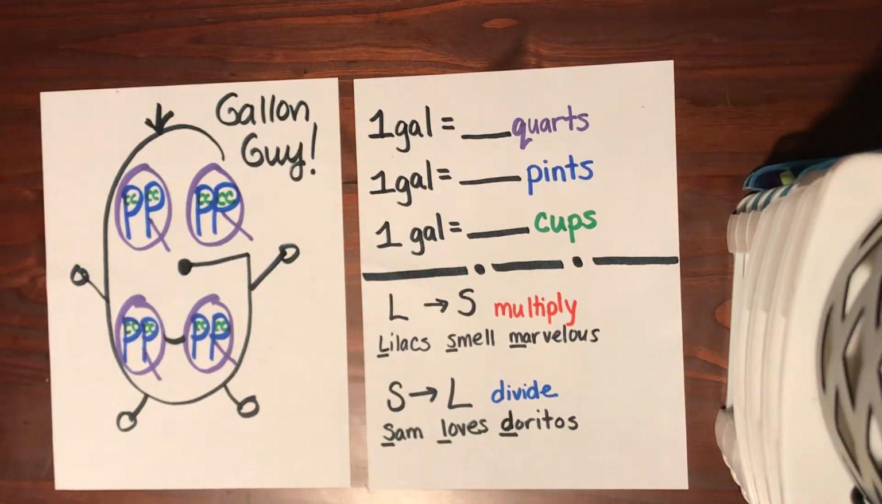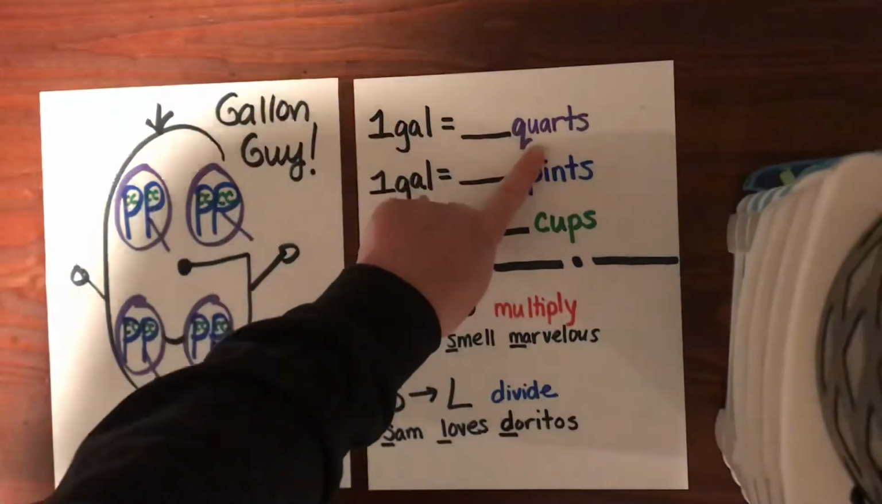Now I'm going to show you how to use Gallon Guy and then two new rules, very simple rules to follow when converting bigger units. So the first thing I'm going to show you is how to actually use the Gallon Guy that we just created. So the first question says 1 gallon equals how many quarts?